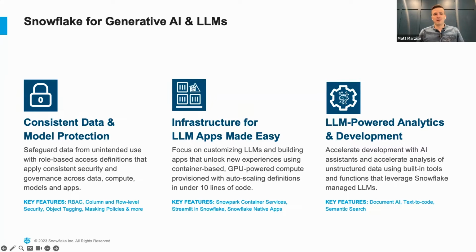But quickly looking at Snowflake's perspective, right? There's three big pillars here. The first thing is the stuff that's all native to Snowflake, right? It's having the consistent data and protection of your data and also your LLM models. So using all of the great features that are already inside of Snowflake for security, things like RBAC and column and row level security and all things like that.